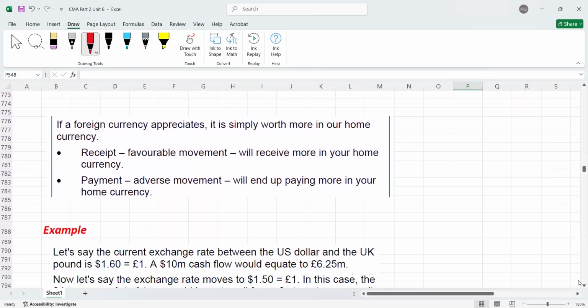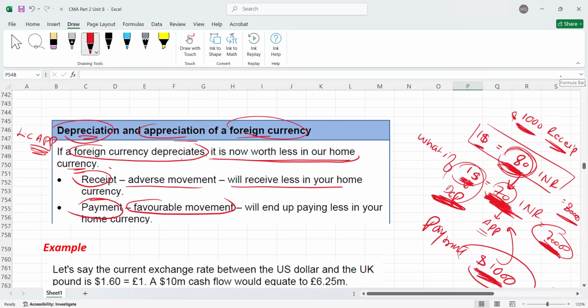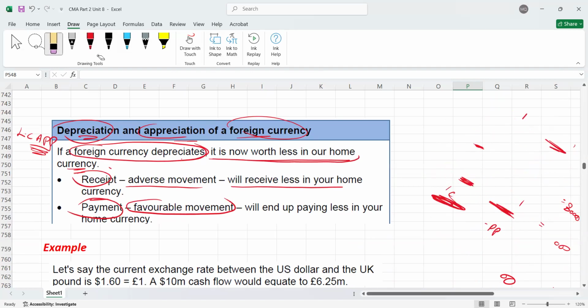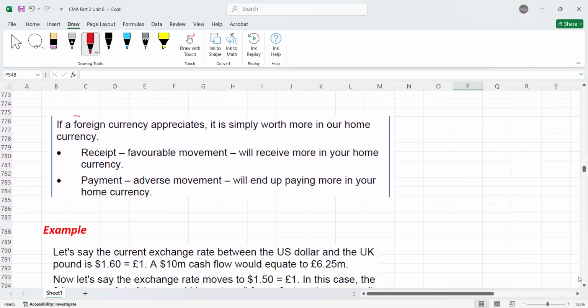Now we have another example, the second scenario. The first scenario I told you was, what if the foreign currency depreciates? Now let's change the scenario. What if the foreign currency appreciates? Again, your local currency is Indian rupees, and let's assume this rate: $1 equals 80 rupees, INR.